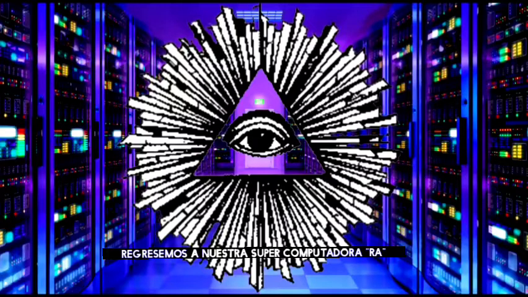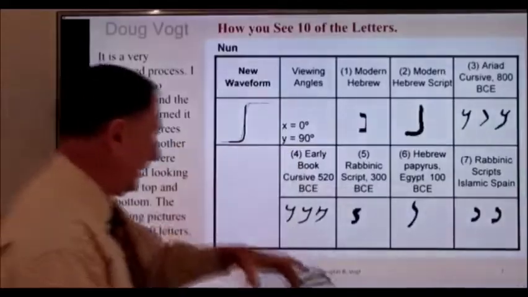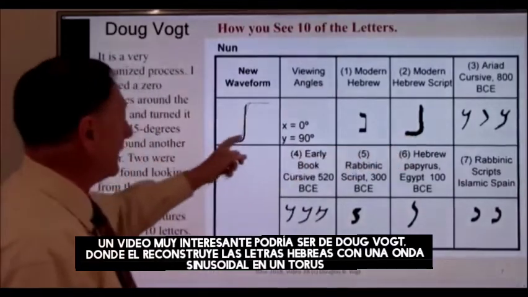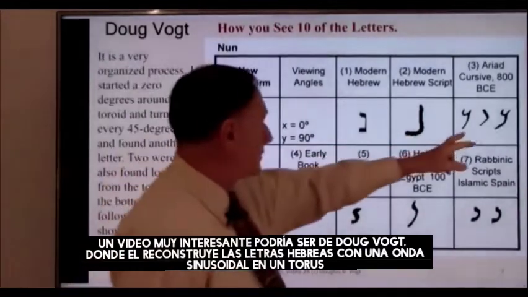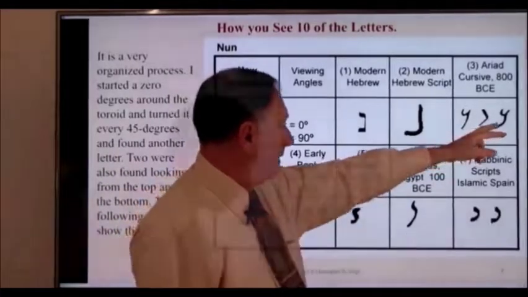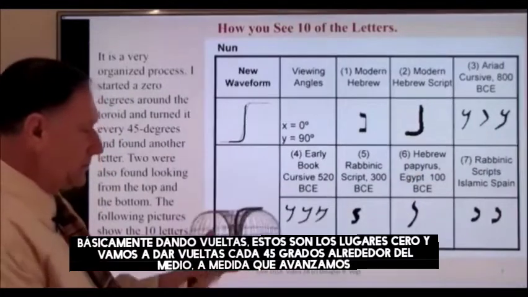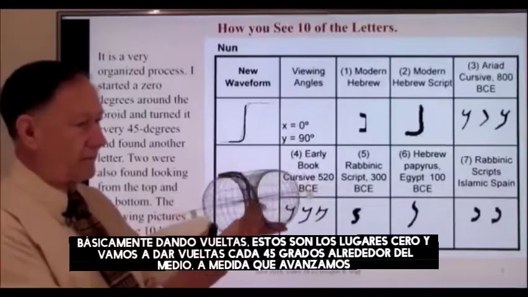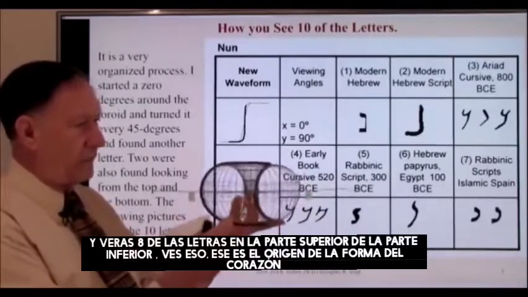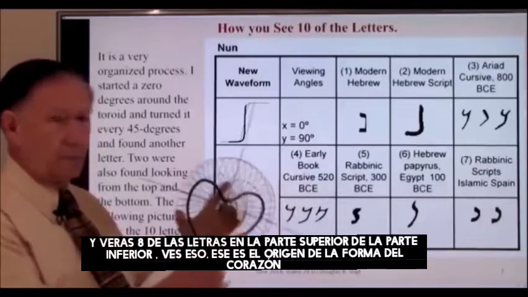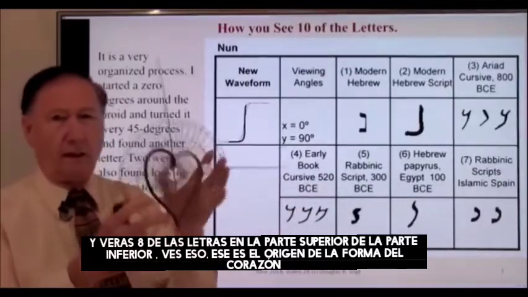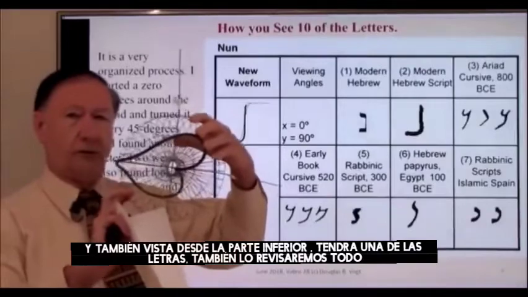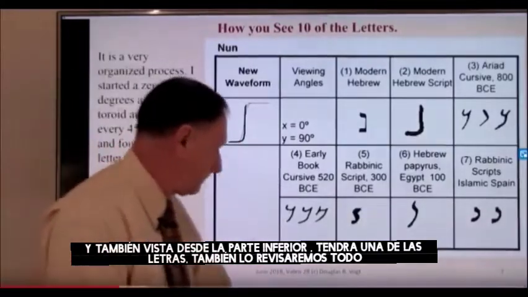Let's return to our supercomputer Ra. A very interesting video might be one of Doug Vogt, where he reconstructs the Hebrew letters with a sine wave in a torus. I'm going to basically be going around, this is the 0 place, and we're going to go around every 45 degrees around the middle. We go around, and you're going to view 8 of the letters, the top and the bottom. See that? That's the origin of the heart shape. And also view from the bottom, you'll have one of the letters also. We'll go through it all.